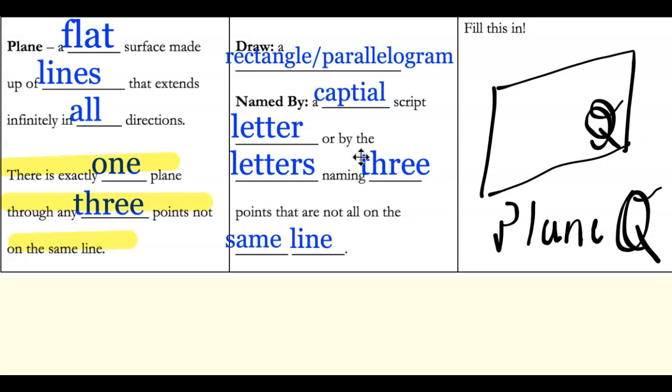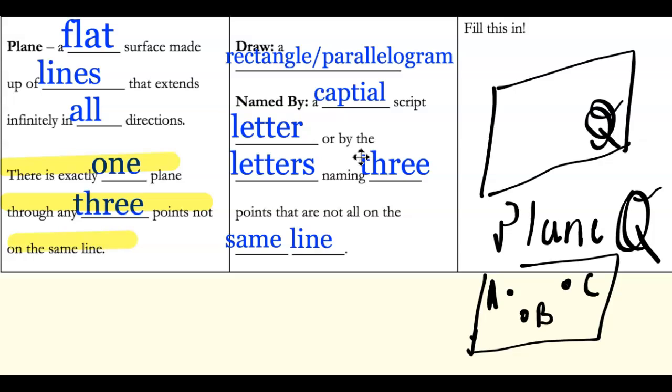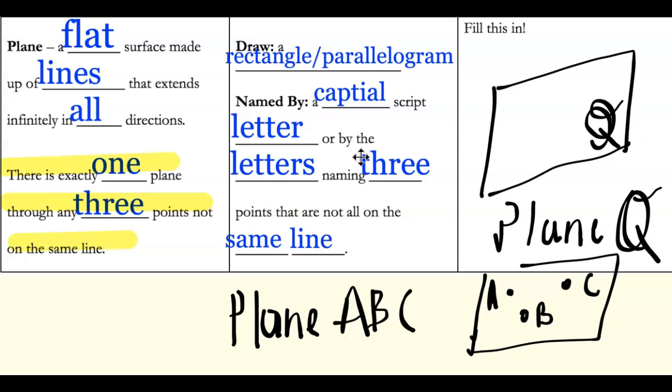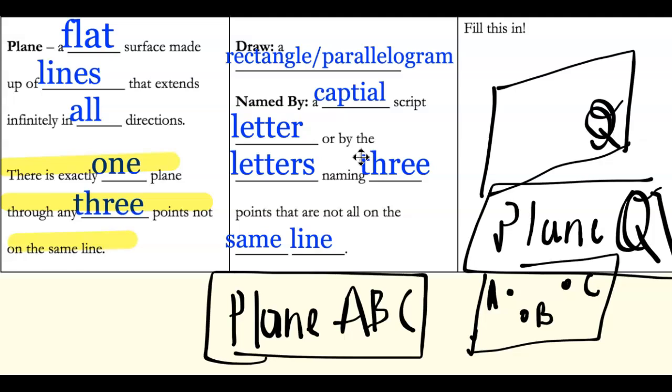The other way to do that would be to have a parallelogram again. You have 3 points not on the same line. Let's see, we have A, B, and C. And we would write, again, the word plane, and then we would use 3 letters. The order does not matter here, so you could put them in any order and that's fine. There's no notation on the top or the bottom. You just have to have 3 letters. So here's your two ways of representing a plane.